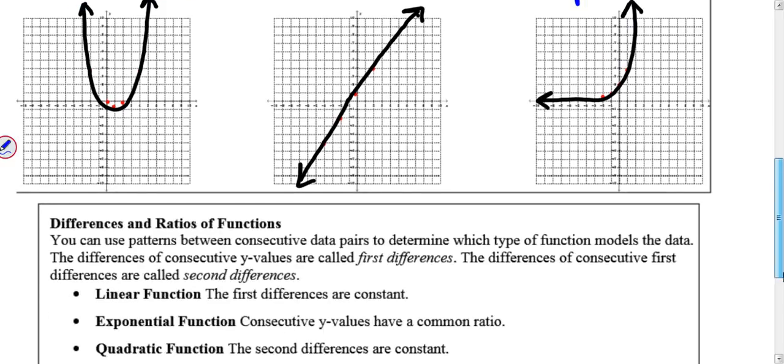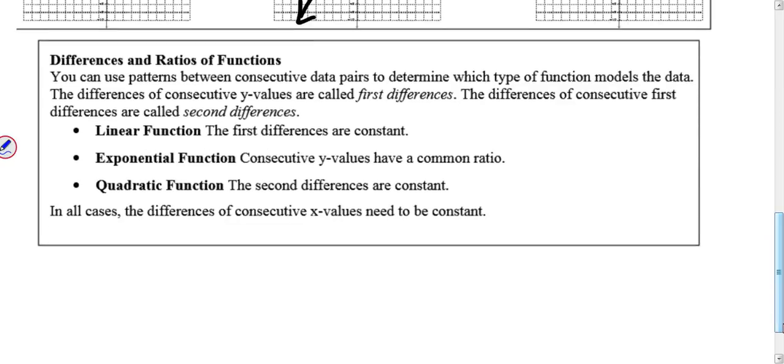Okay, so let's go ahead down, and this part's pretty important, something that you should highlight and make note of. It's a good tool to study. So we're going to talk about the differences and ratios of the functions. We're going to use patterns between the consecutive data pairs to determine which type of function models the data. Okay, so the differences of y values are called first differences. The differences in consecutive first differences are second differences, and I'll talk about what that means here in a second.